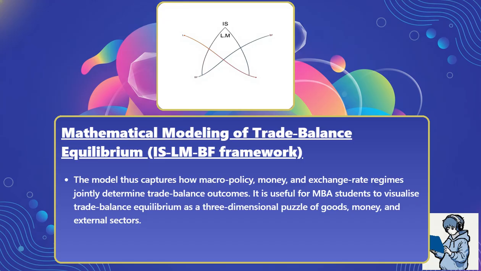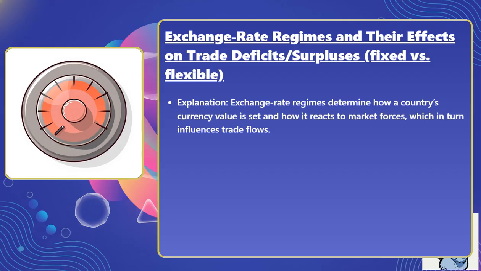It is useful for MBA students to visualize trade balance equilibrium as a three-dimensional puzzle of goods, money, and external sectors. Explanation: exchange rate regimes determine how a country's currency value is set and how it reacts to market forces, which in turn influences trade flows.